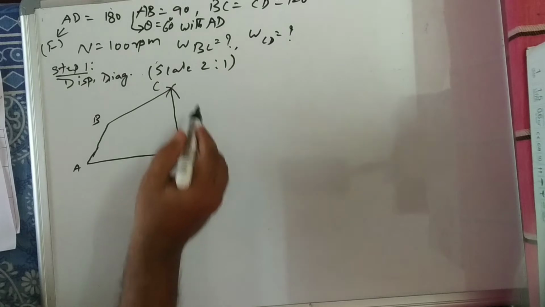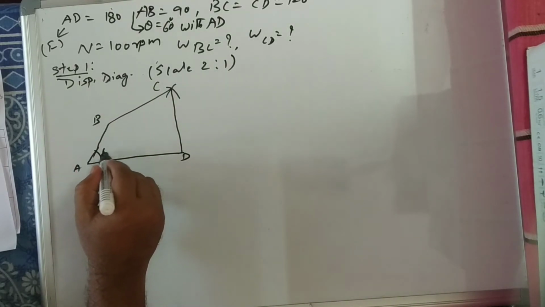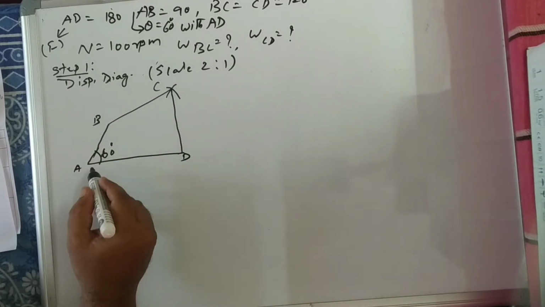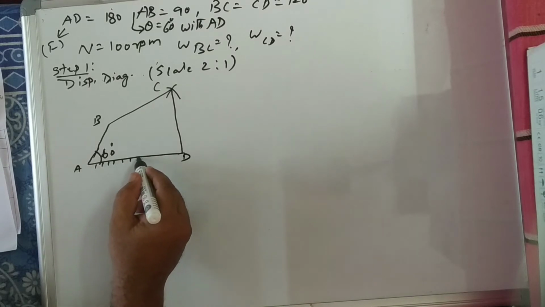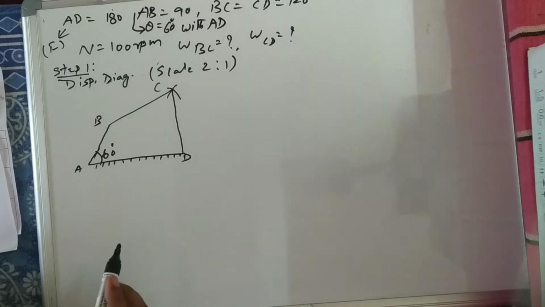In this way we have drawn the displacement diagram. This angle is given as 60 degrees. The crank is making an angle of 60 degrees with the link AD, which is a fixed link. This is how the displacement diagram is drawn.